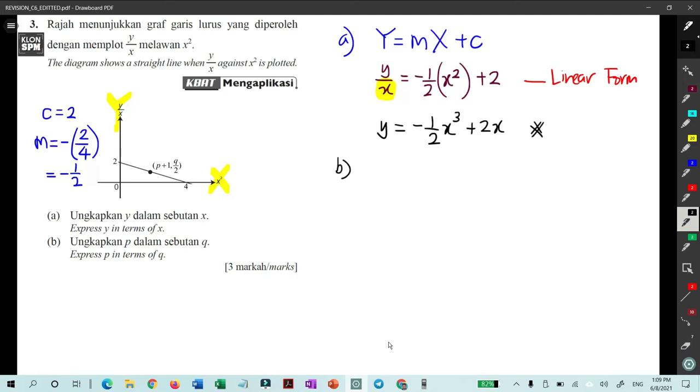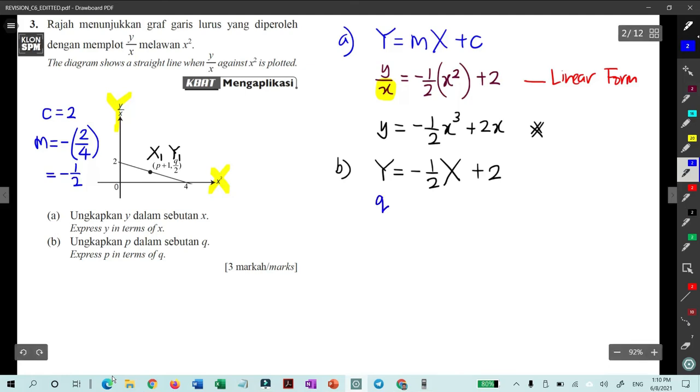Next, section B. This is another important thing that you have to remember. The coordinates of the straight line graph in this chapter should be labeled as capital X and capital Y. So since you have 1 point, maybe you can label this as x1 and y1. If you have 2 points, then x2, y2. Remember, the capital Y is actually equal to negative 1 over 2 capital X plus 2. So when you substitute the capital X with P plus 1, the capital Y should be Q over 2. So the capital Y is actually Q over 2, and the capital X is actually P.